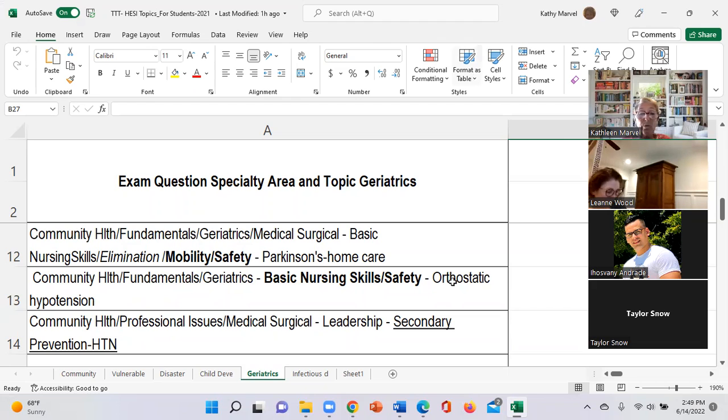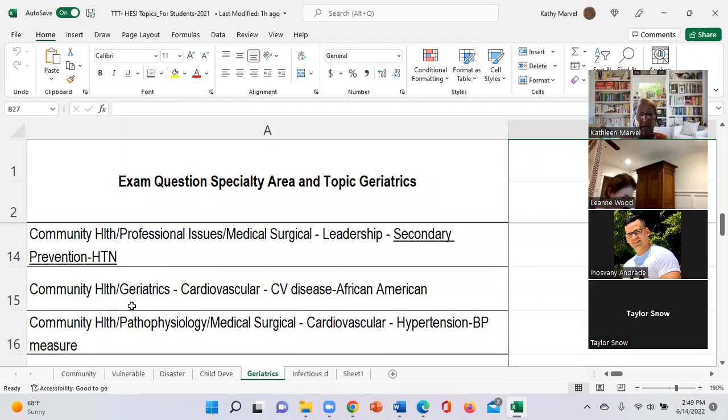They're asking about orthostatic hypotension. Maybe what is it? What are the signs of it? What are the numbers that have to be in play to have orthostatic hypotension? How do you treat it? How do you prevent it? I don't know, I'm just throwing that out there. And then here it's underlined, secondary prevention for hypertension. What might be a secondary prevention activity with regards to hypertension? What's secondary?